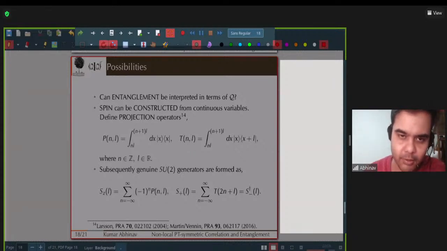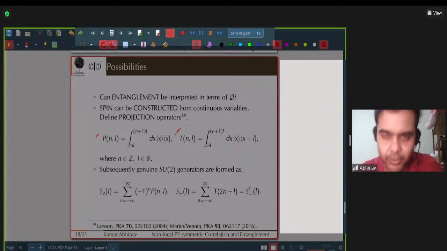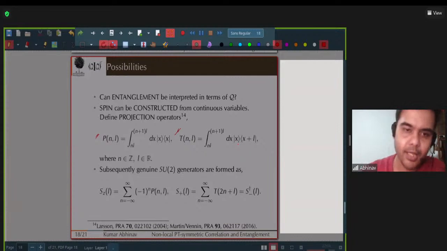Let me consider the position basis. So you can define projection operators like P and T like this. T is just a shifted projection operator. How? By segmenting your real axis, or real space, into infinite number of segments of length L. From this definition, actually, you can construct the spin operator.